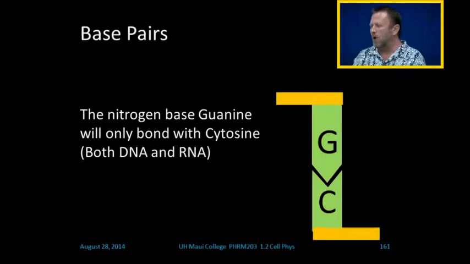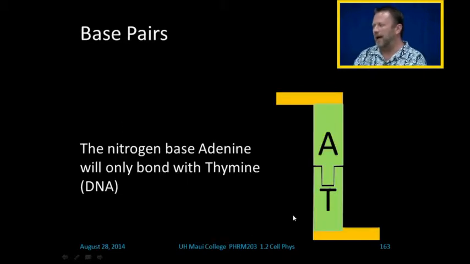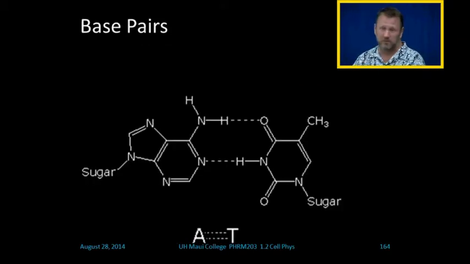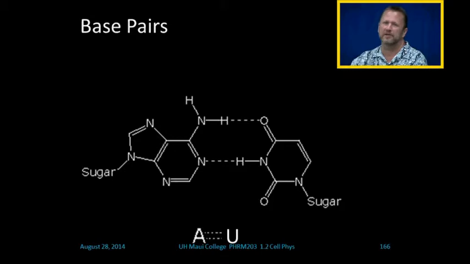So the nitrogen base guanine will only bond with its base pair cytosine. Okay? If you draw it out, you'll notice that it's hydrogen bonding that occurs. The bond between G and C is 3 hydrogen bonds. Adenine will only bind with thymine in the case of DNA. 2 hydrogen bonds, that's important to somebody out there. A only binds with U for RNA. So A only binds with T and U. T if the chain is DNA, U if the chain is RNA.